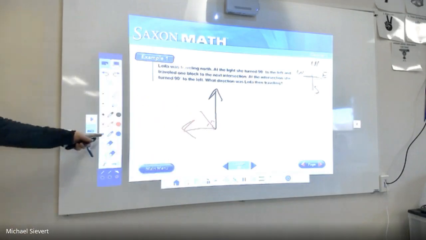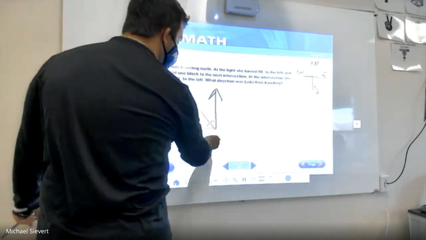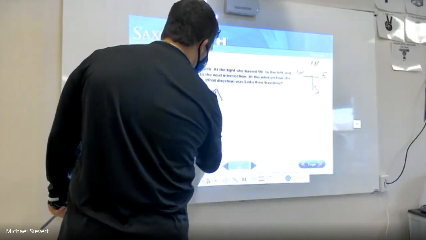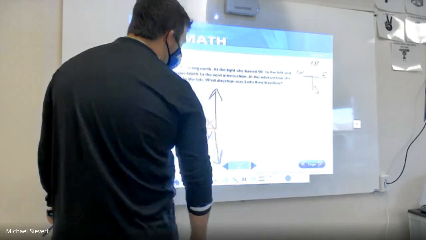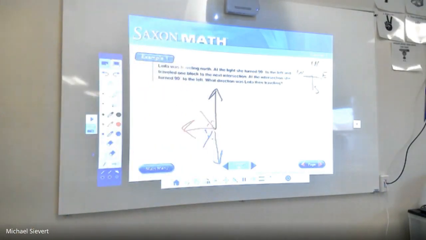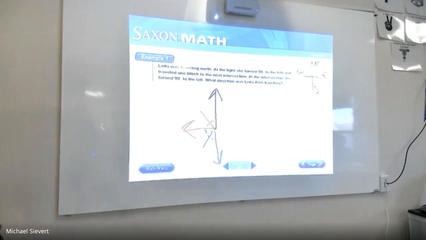But then she turns another 90 degrees. Now she's going which direction? According to her compass, is she going north, east, west, south? Jonathan? She's going south.